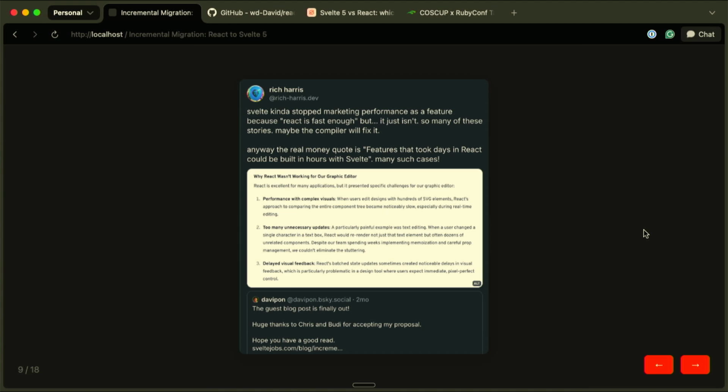So why can it be built in hours with Svelte? Because less code, less bug. That's the golden rule. So with less code, it's easier for you to troubleshoot. And because it only re-renders that specific tag, you don't need to trace down your component tree to understand what's happening there.